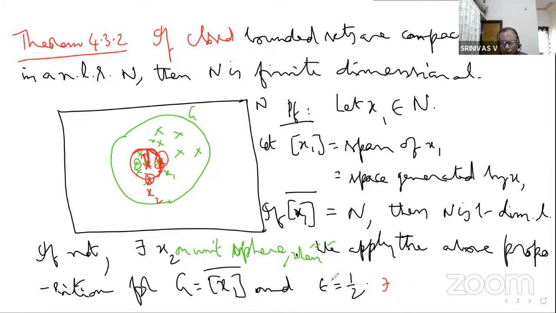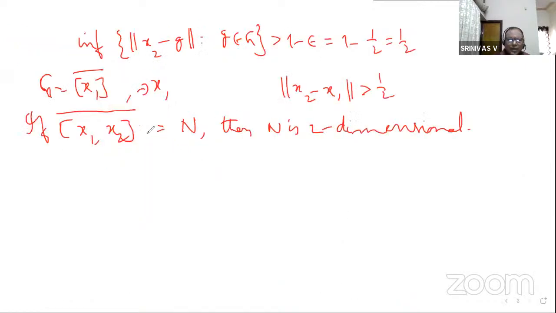By taking epsilon equal to half, you get an x2 on the unit sphere such that norm of x2 minus x1 is greater than half. Now you consider the span of x1, x2 and its closure. If this is equal to n, then x1, x2 becomes a basis for n, and n becomes two-dimensional. Otherwise, you work with the complement of this.